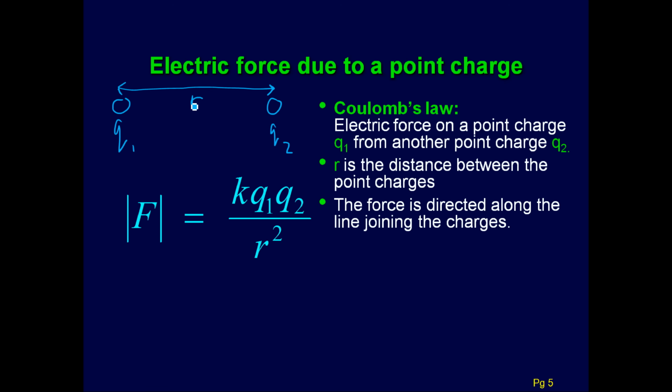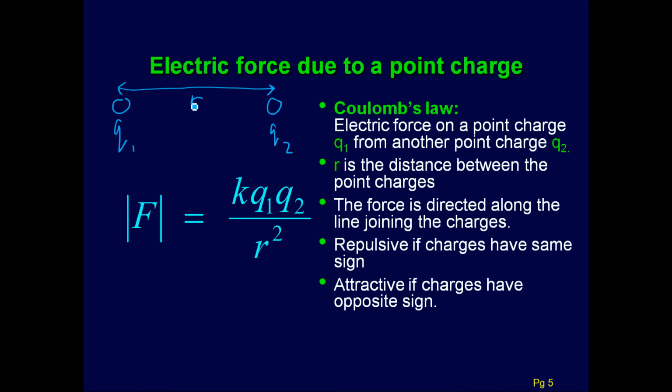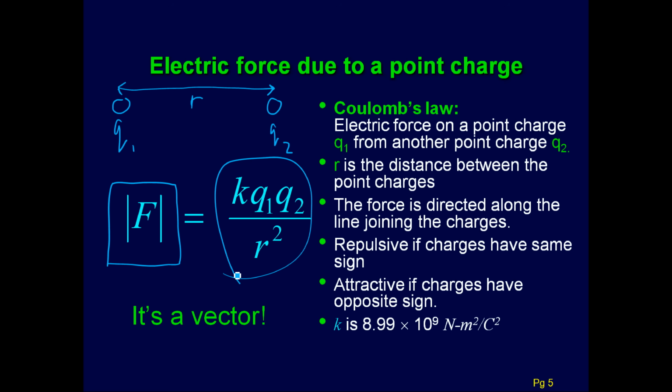The force is directed along the line joining the charges, and the way that it works is it's repulsive if it's the same sign charges and attractive if they have opposite sign charges. The way that I usually think about this equation is I make the force an absolute value here, and we solve for this equation and then we draw arrows for vectors, because force is a vector, to figure out what direction the force might be in. We'll do some examples to show you exactly how this works.